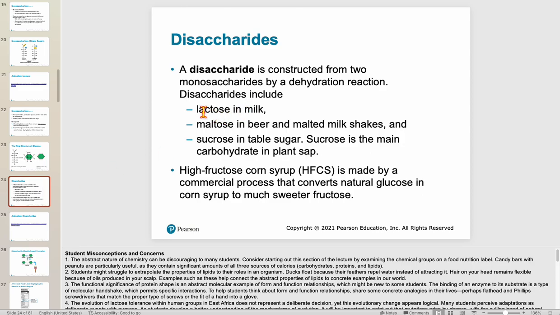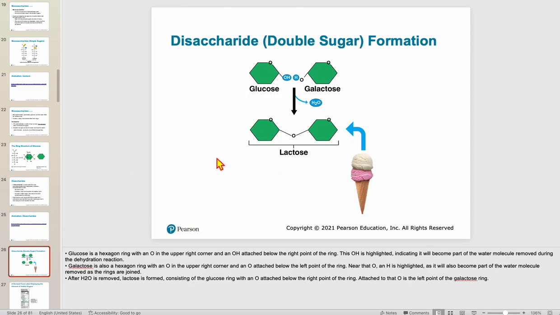Okay, so there it is. Lactose, maltose, sucrose. Those are disaccharides. And they're put together very similar to this, where monosaccharides through dehydration, and you can see that water is removed and they are now joined together.